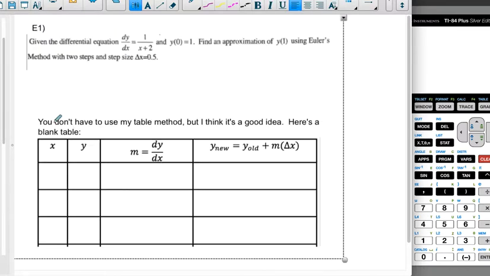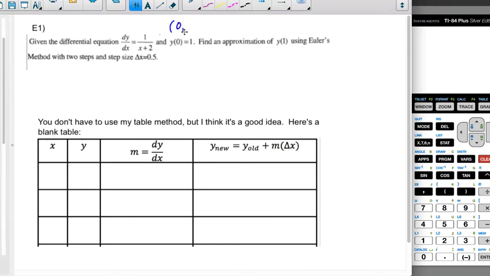So example 1, we're given the differential equation 1 over x plus 2 equals dy dx, and we're given that y of 0 is 1. We're going to find an approximate value for y of 1 using Euler's method with 2 steps of 0.5. So we're starting at 0, 1. So 0, 1 is my start value.